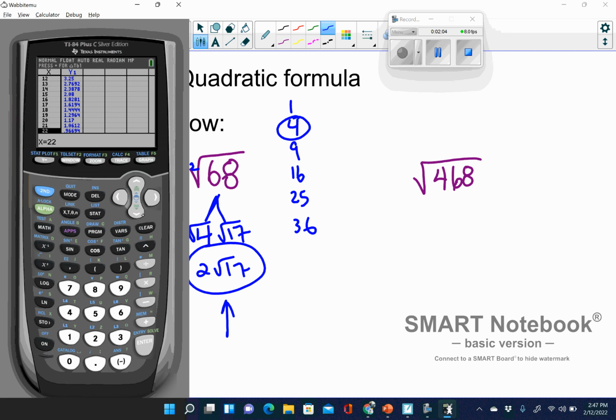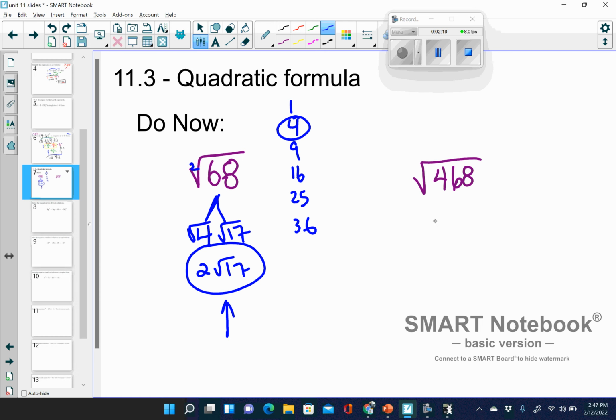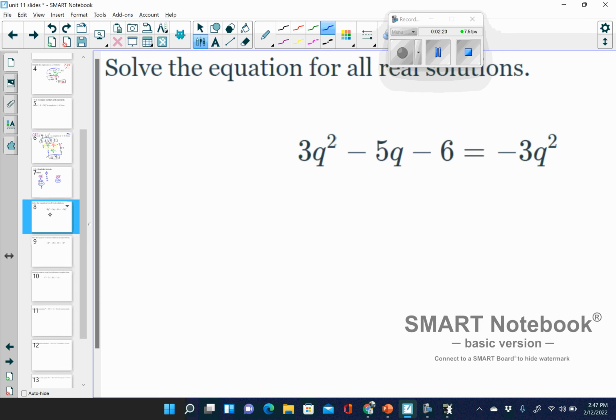Now remember, I need to find that number first, and then I'm going to scroll up until I get to my first number that is a whole number under y1. So keep going up. Oh, right there. So 6 radical 13. So 6 radical 13 is going to be my answer. Okay, why am I teaching you this?